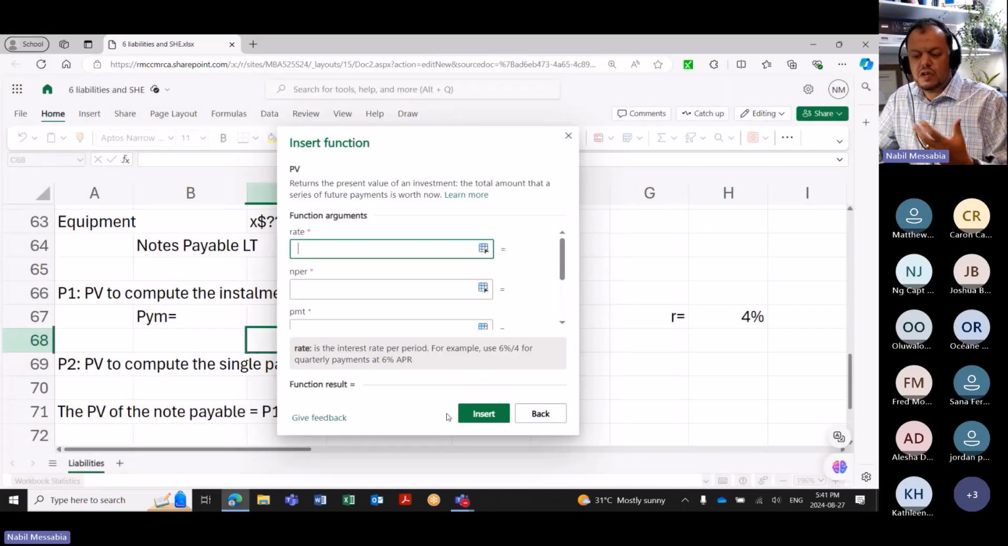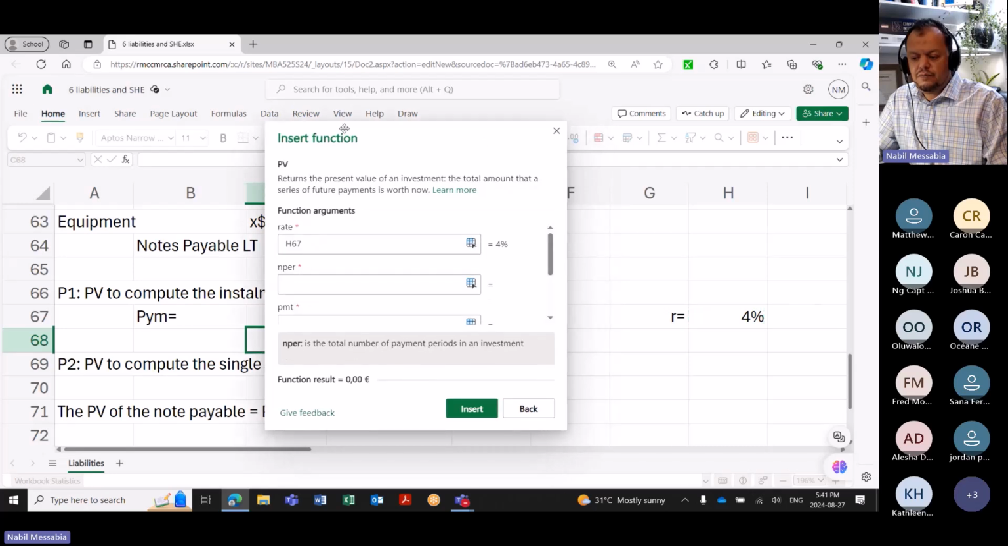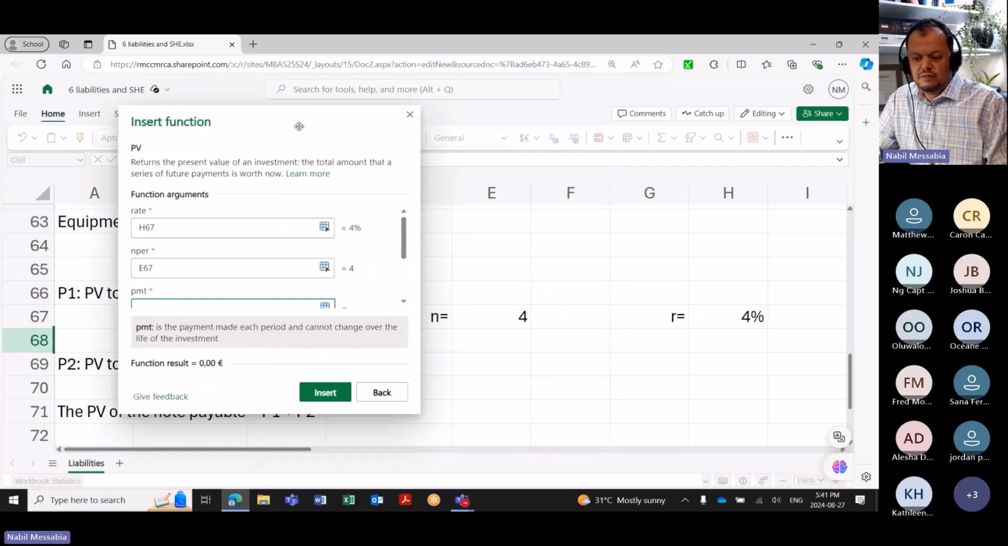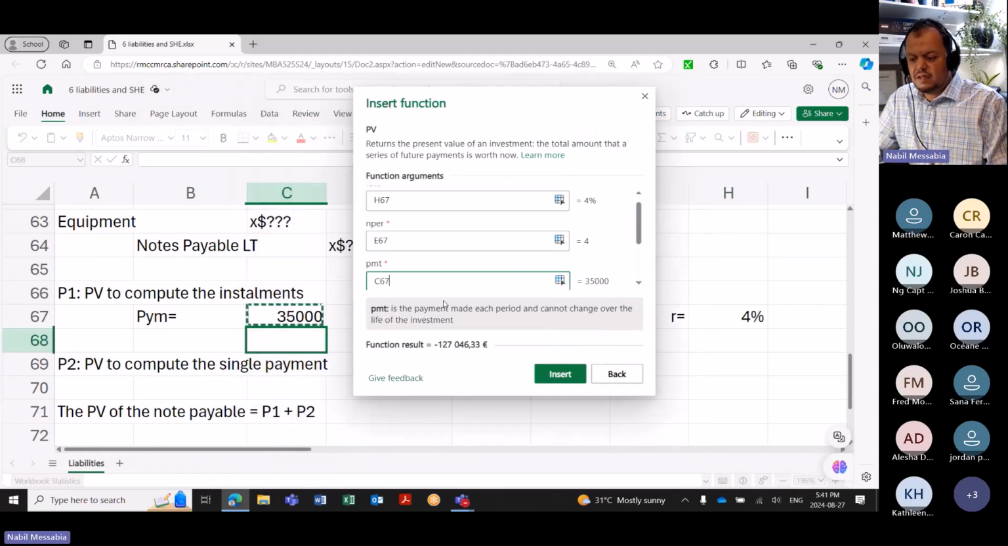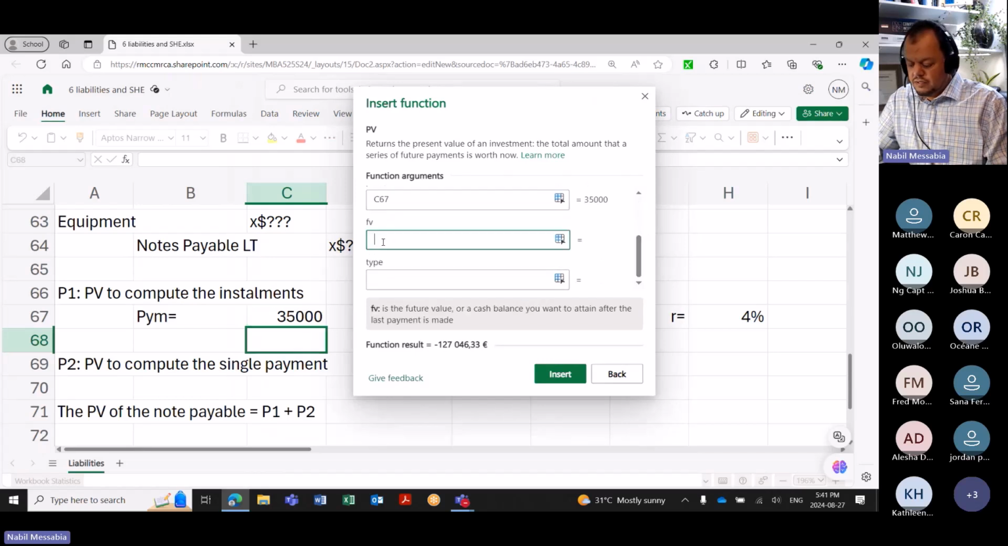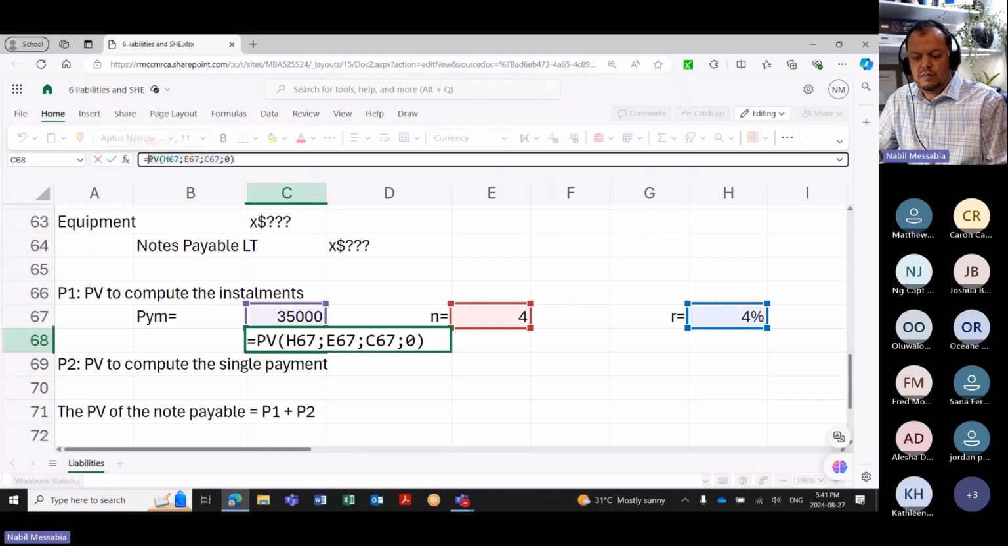And now it is all about how to fill that form. So rate 4%, number 4, payment 35,000 each, and future value 0. Again, if the $100,000 is going to be paid at the same time as the last 35,000, then we can use a single formula and put the 100,000 here. But because the 100,000 is going to be paid 1 year later, we cannot combine it. So we have to put 0 here, and I add the minus sign.